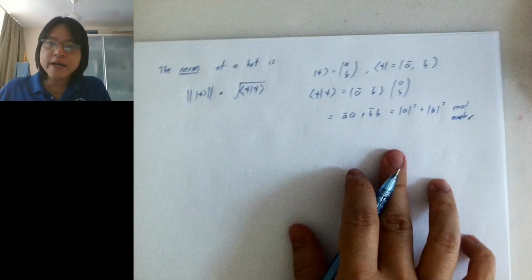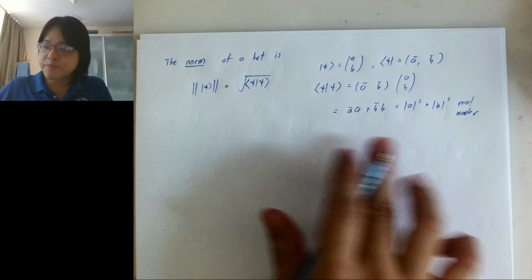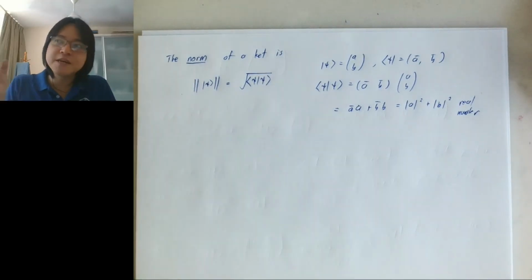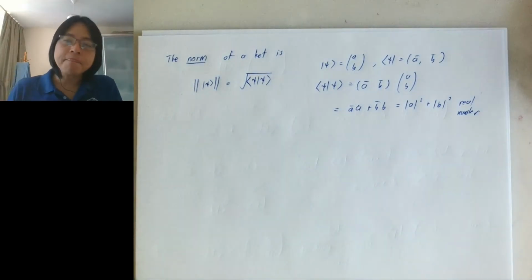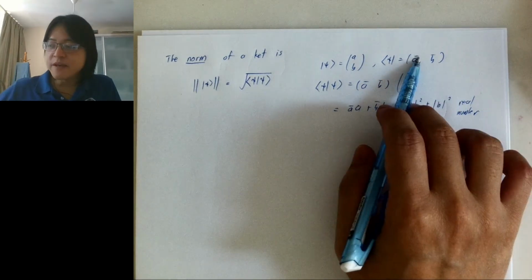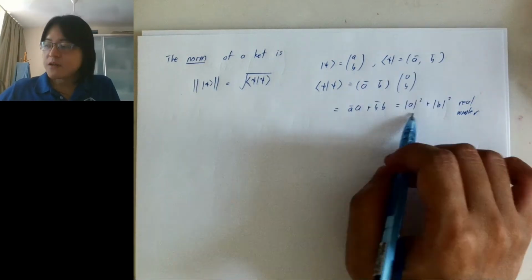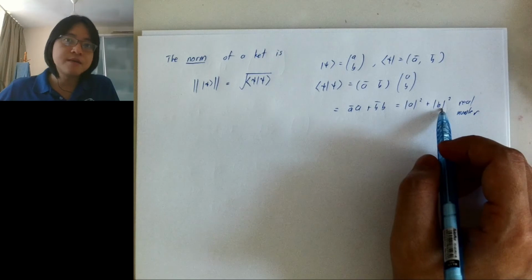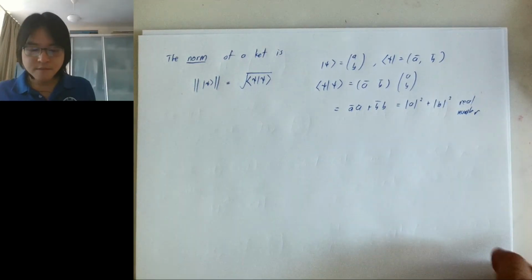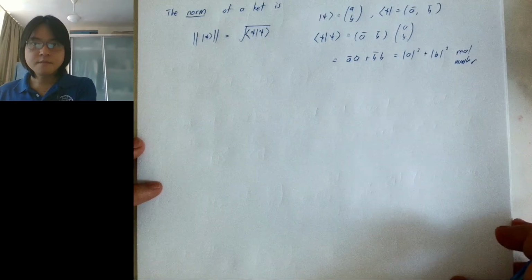This will ensure that in Hilbert space, vectors still have a real number norm. If you don't do the complex conjugate here, you will get some other complex number.